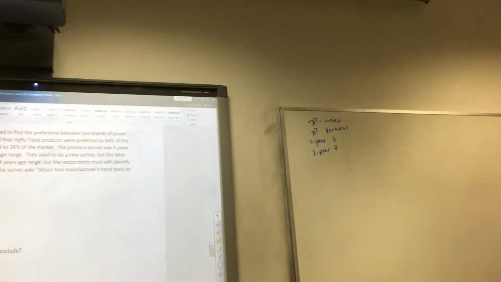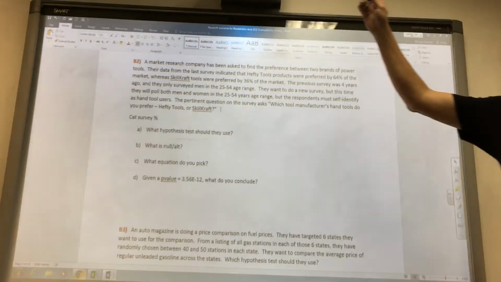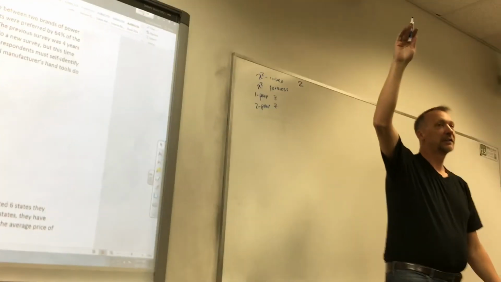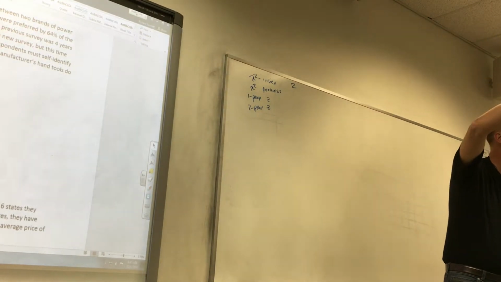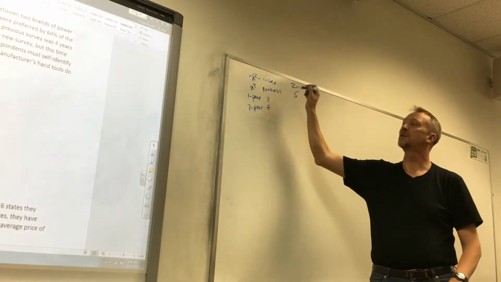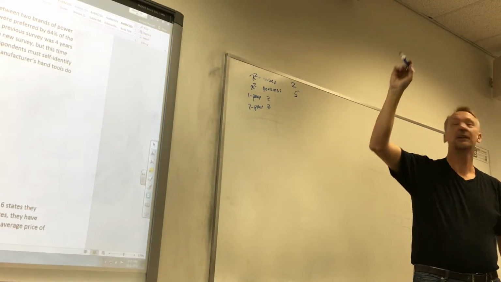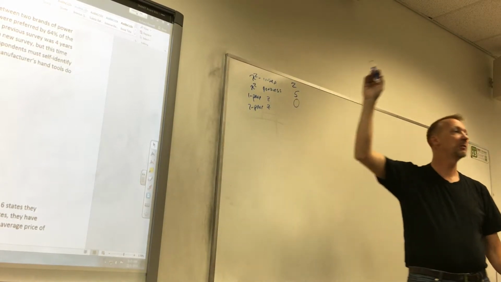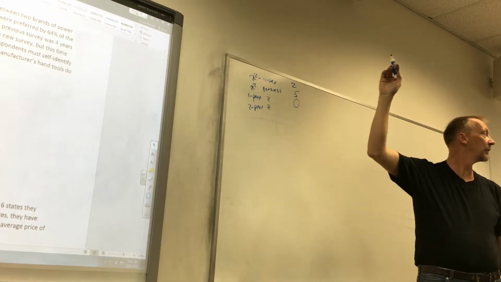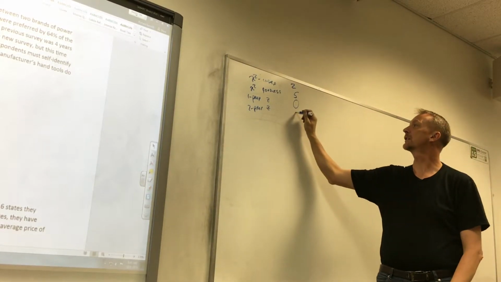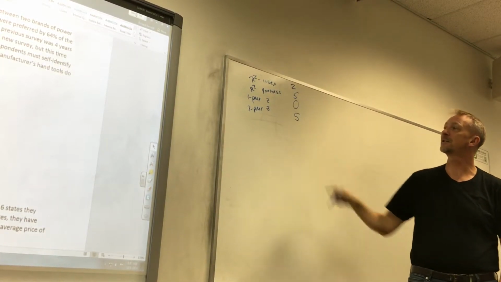So who says it's a chi-square independence test? 1, 2. It's not very many. Who says it's a goodness of fit test? 1, 2, 3, 4, 5. Who says it's a 1 proportion Z? Nobody? Who says it's a 2 proportion Z? 1, 2, 3, 4, 5. Okay, so it looks like it's between those 2.